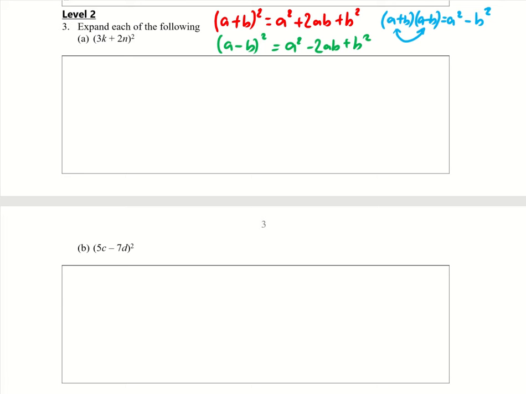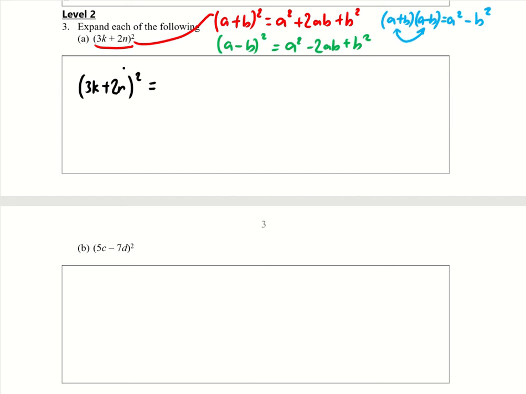Okay, so let's take a look at the first question in level 2. We'll go through level 2 questions now. In this case, we have expand each of the following: 3k plus 2n square and 5c minus 7d square. Now in the first one, 3k plus 2n the whole thing square, you realize that this is basically this form over here, a plus b the whole thing square. So what we will do is rewrite back the question, 3k plus 2n the whole thing square.